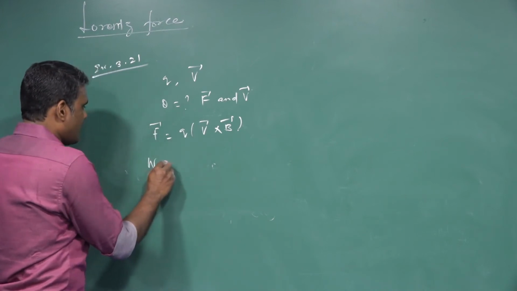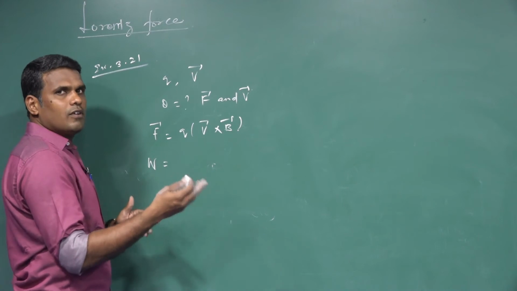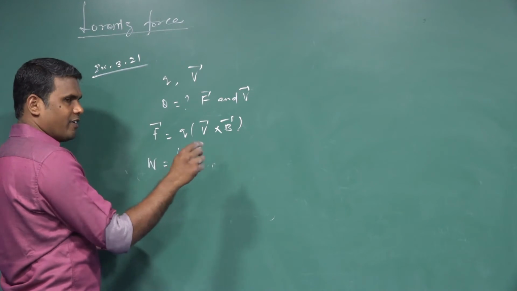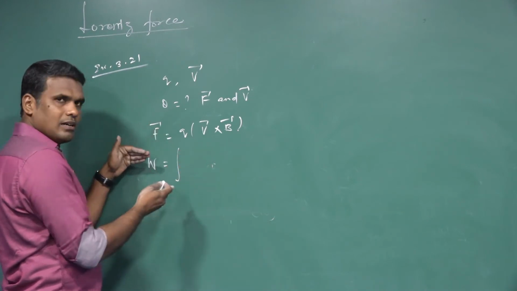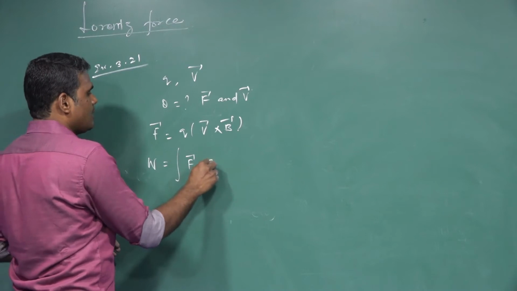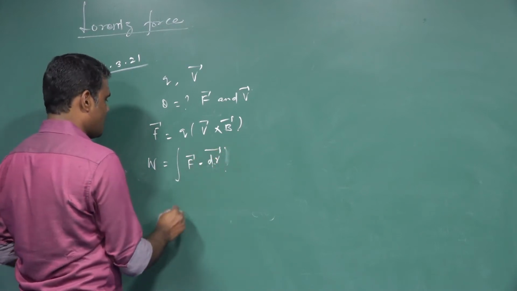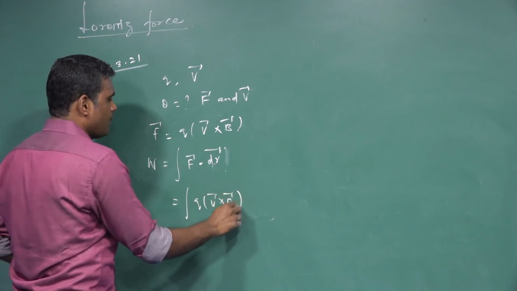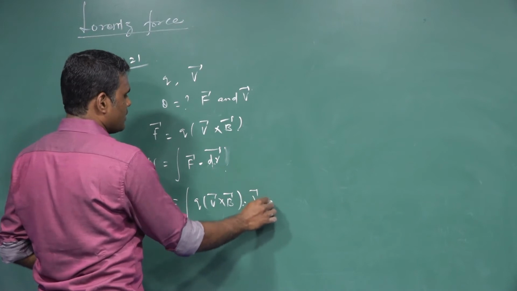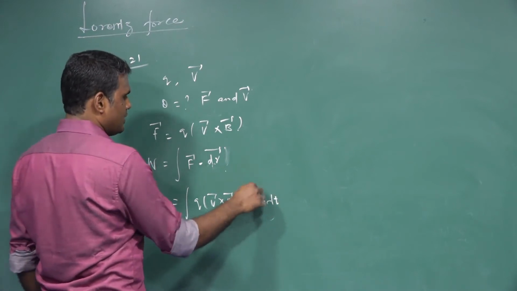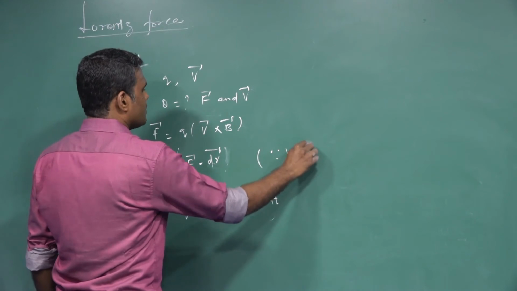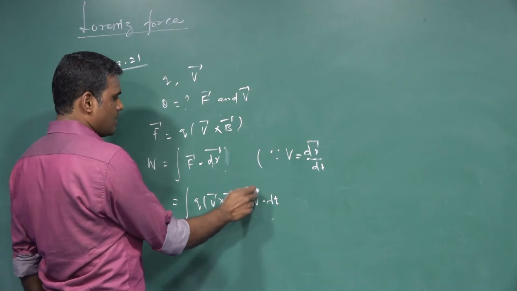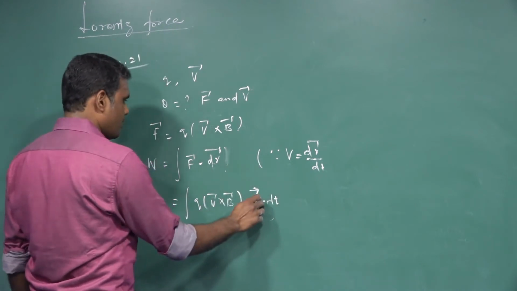What is the amount of work done? As you know very well, work done is equal to force into displacement. So, for smaller amounts, we can write dW equals F vector dot dr. To calculate the total work done, I can write F vector dot dr vector. F vector is nothing but q into v vector cross B vector, and dr vector is nothing but v vector into dt, since velocity equals displacement divided by time. So q into v vector cross B vector dot v vector dt.